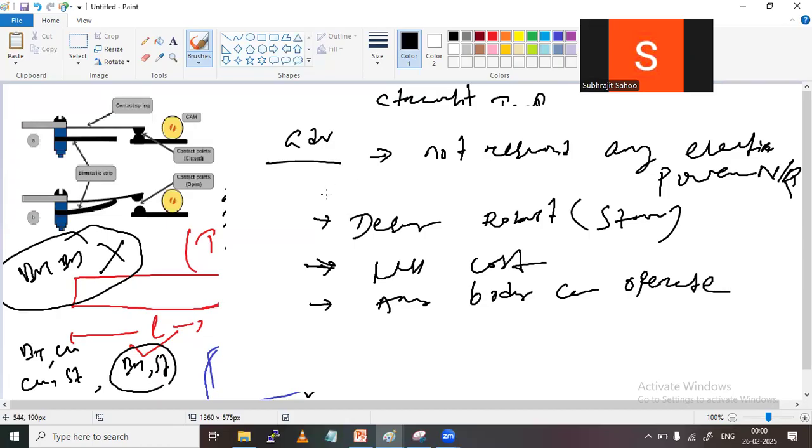So like this, 4 advantages I listed here. Sir, are there any disadvantages? Yes, disadvantages are also there. What are the disadvantages? Observe.